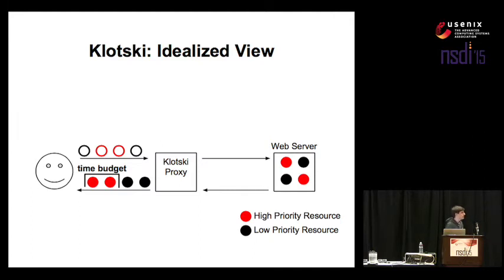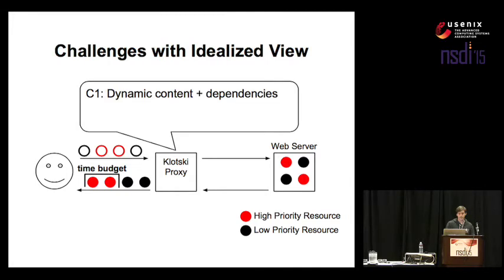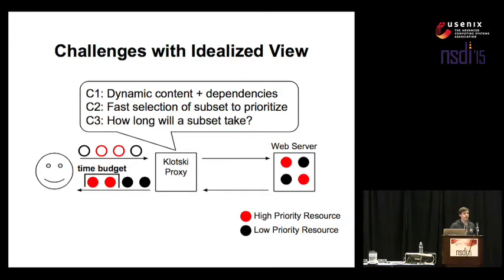Now, there's 3 challenges with this system. I'll mention them briefly, then we'll go over them in a little more detail. The first challenge is that the content on the website is dynamic, which is that it changes over time. So our view of the website has to change over time, and that this content has certain loading dependencies which have to be respected. The second challenge is that when we're actually choosing what to prioritize, it has to be a very fast algorithm. This is because this prioritization algorithm is running in parallel with the actual loading of the website itself. The third challenge is that once we come up with our solution of what subset we want to prioritize, we have to make sure that it's actually going to fit within that initial time budget. So let's go into a little more detail.